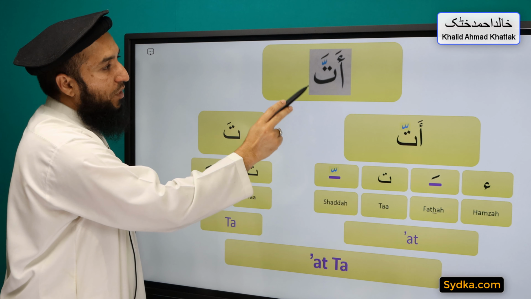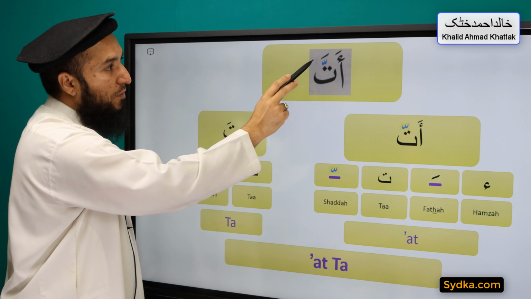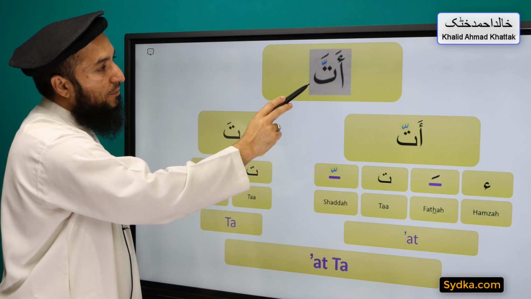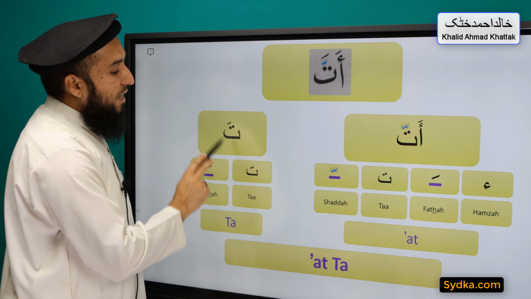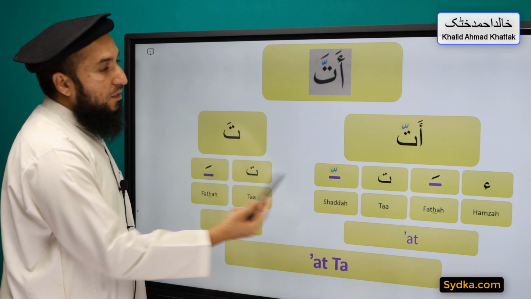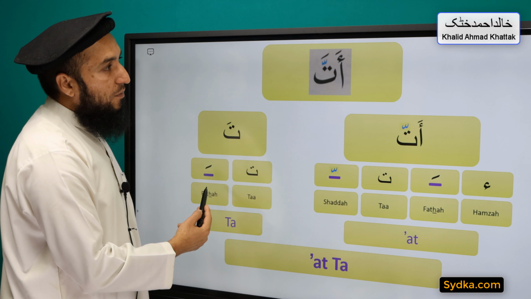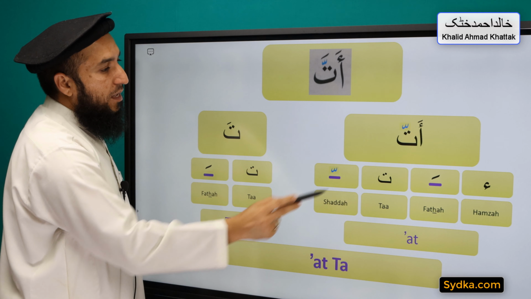The second syllable we have is ta fatha ta. Ta is a light letter, it has fatha on top of it and it is prolonged for one count. Ta fatha ta. Combining both syllables together we have atta, atta, atta.